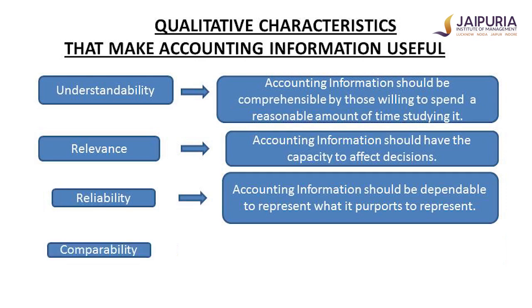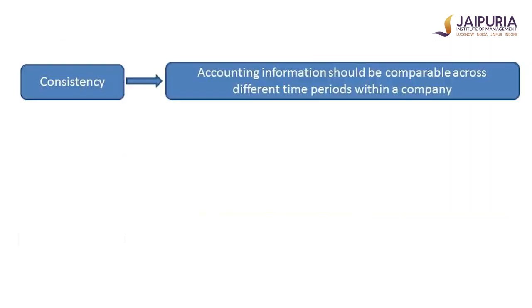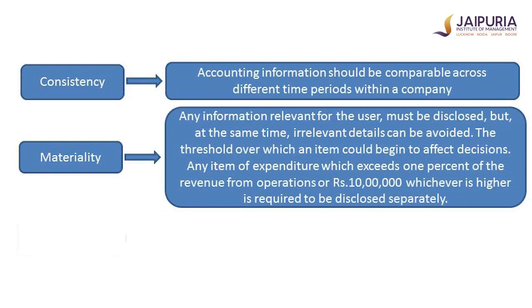Fourth is comparability. Accounting information should be comparable across different companies. Now comes the next characteristic, that is consistency. Accounting information should be comparable across different time periods also within a company. Then the most important characteristic is materiality. Any information that is relevant for the user must be disclosed, but at the same time, irrelevant details can be avoided. The threshold over which an item could begin to affect decisions.